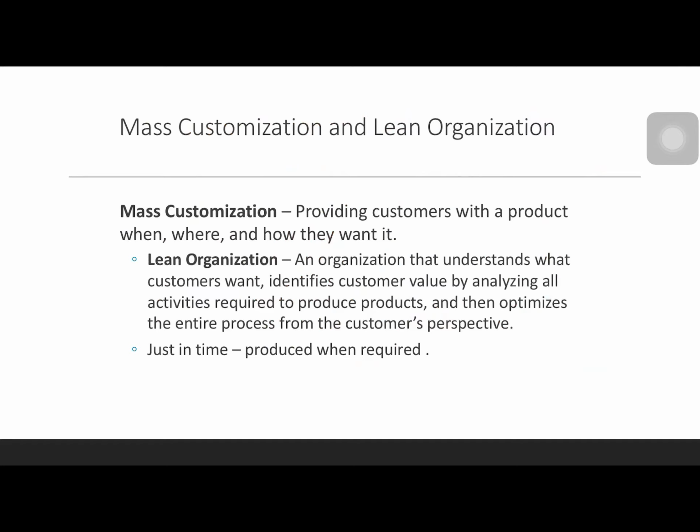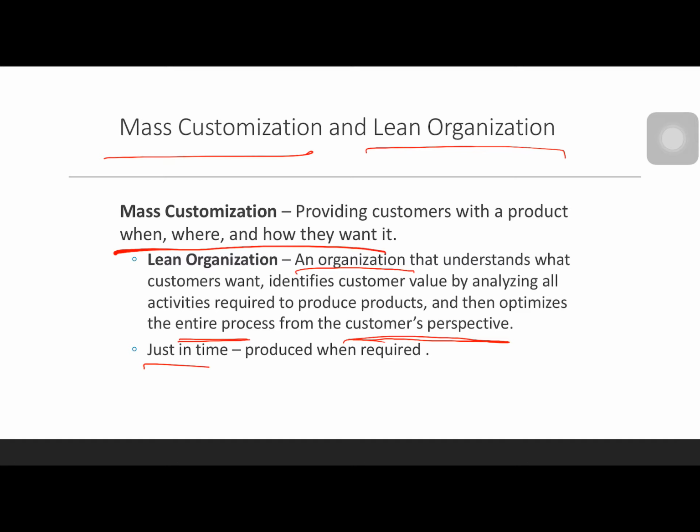Then there are companies who do mass customization and lean organizations. So mass customization is about providing customer with a product when and where and how they want it. Lean organizations are an organization that understand what customer wants, identify customer values by analyzing all activities required to produce a product, and then optimize the entire process from the customer's perspective. This is important, from the customer's perspective.